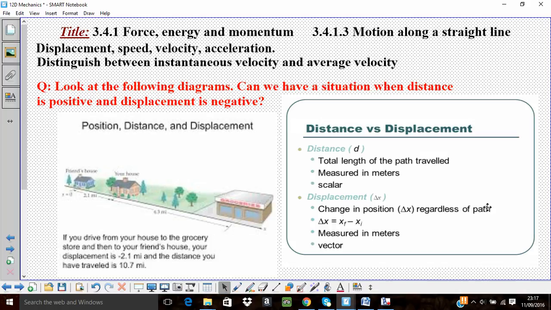So it just calculates the change in position from point A to point B. That means delta x calculates the final position minus the initial position, and that's what makes it a vector, because it can have positive values, it can also have negative values. That's why on our picture, the final position minus the initial position gives me a negative value.